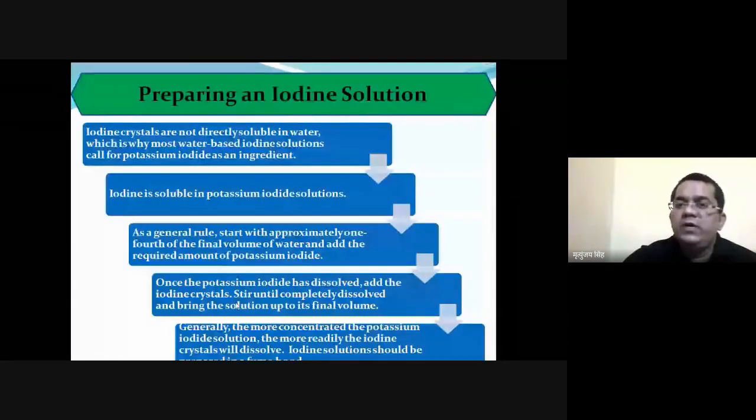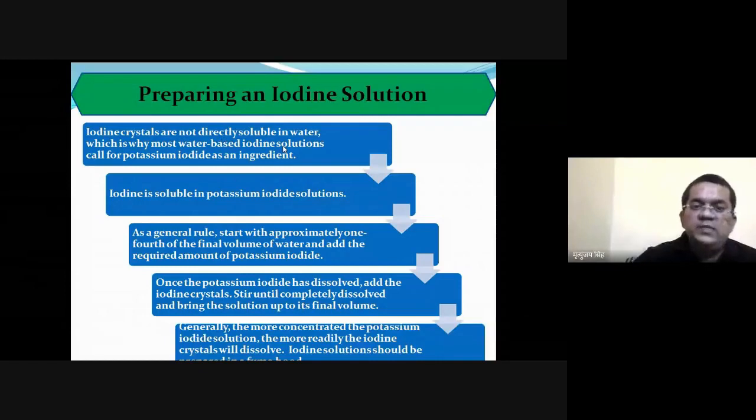Preparing iodine solutions. Iodine crystals are not directly soluble in water, for which you use potassium iodide solutions, which is why most water-based iodine solutions call for potassium iodide as an ingredient. Iodine is soluble in potassium iodide solutions.